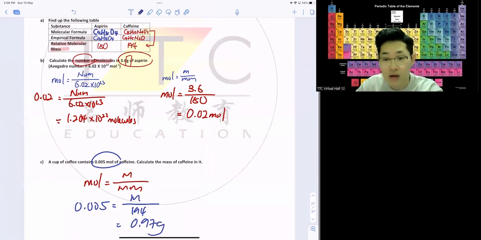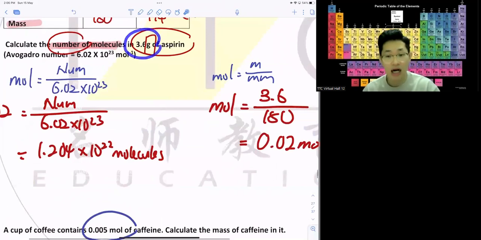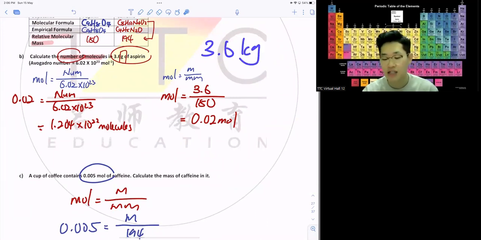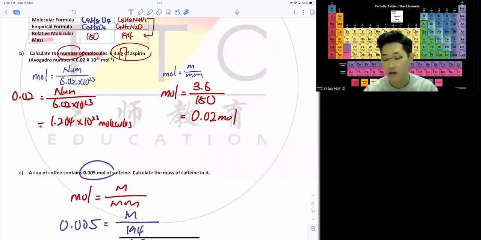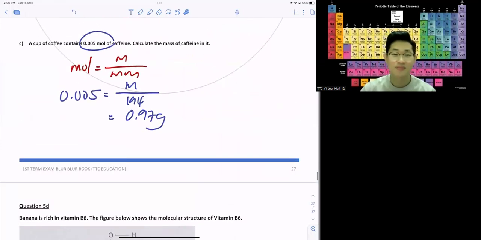Oh, just now I remember someone asked me this question. Just now asked me if the question gave us kilogram, do we have to turn it into gram? The answer is yes. You have to turn it into gram before you sub. You can't just put, let's say 3.6 kg. You can't just put 3.6. You have to write it as 3,600 gram. Okay. Next, let me see.